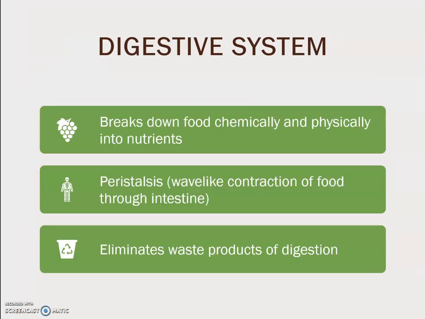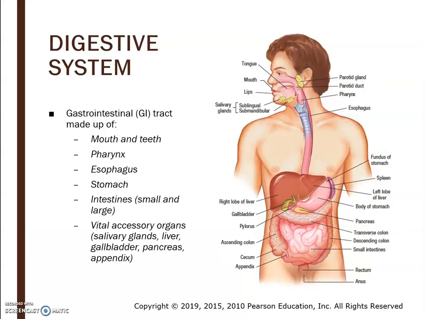Digestive system. This breaks down the food chemically and physically into nutrients. Peristalsis is wave-like contraction of food through the intestine and eliminates waste products of digestion. The digestive system is a gastrointestinal tract made up of the mouth and teeth, pharynx, stomach, intestines, small and large, the vital accessory organs such as saliva glands, liver, gallbladder, pancreas, and appendix, and the esophagus.